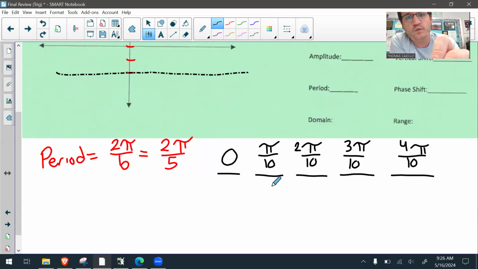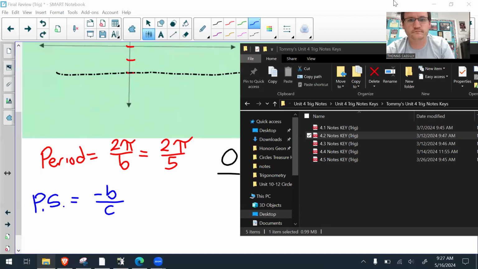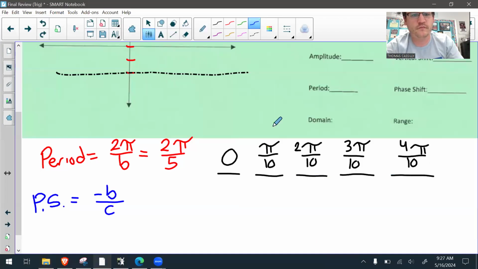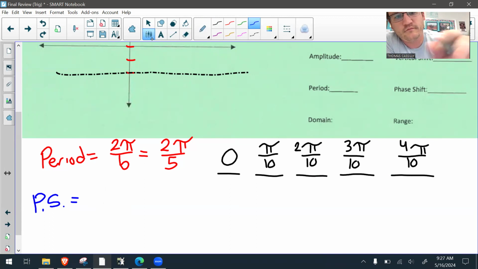But we do have that phase shift to take into consideration. If we didn't have any phase shift, those would be the values on our x-axis. But how do we determine the phase shift? The phase shift is negative b over c. No, it's not. I got that backwards. It's negative c over b.